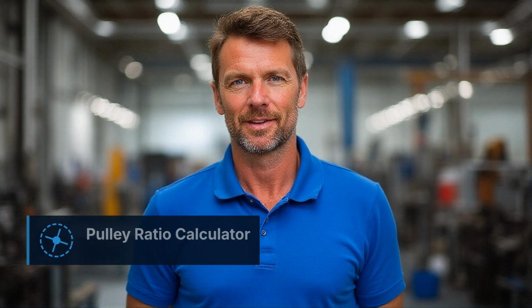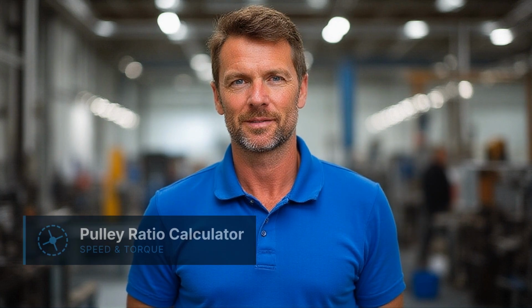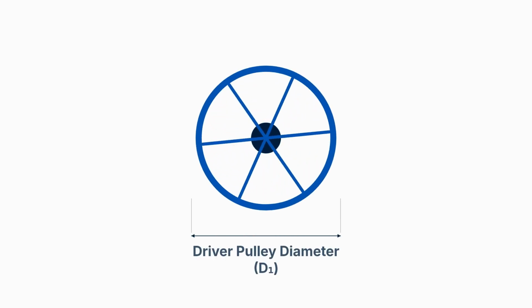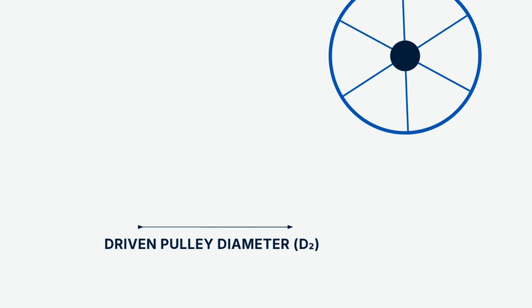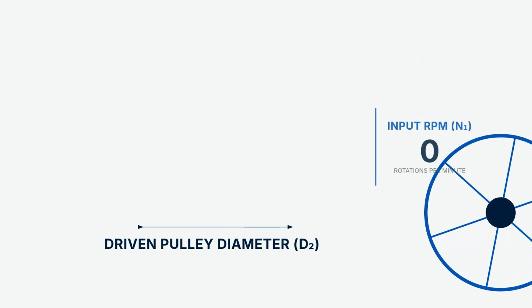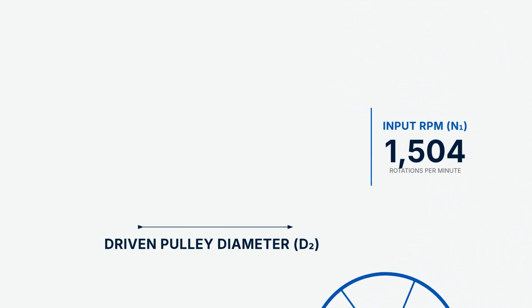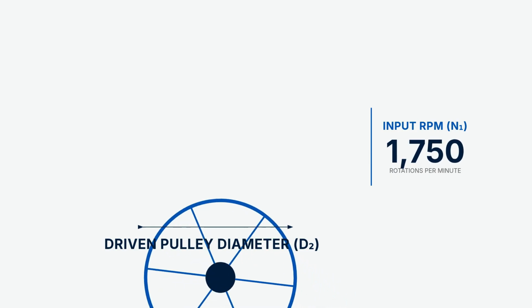The Pulley Ratio Calculator solves speed and torque relationships between pulleys in mechanical systems. Let's walk through the input fields. First, we have Driver Pulley Diameter D₁, where you enter the diameter of your input pulley. Next is Driven Pulley Diameter D₂ for your output pulley diameter. Finally, there's Input RPM N1, where you specify the rotational speed of your driver pulley.